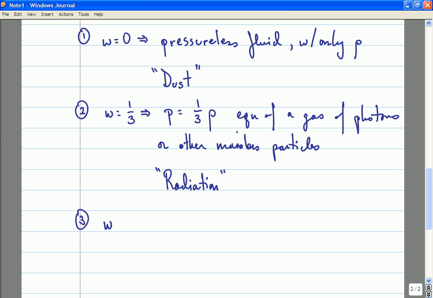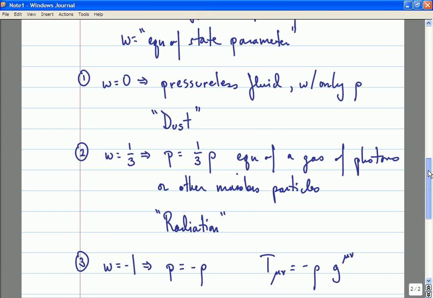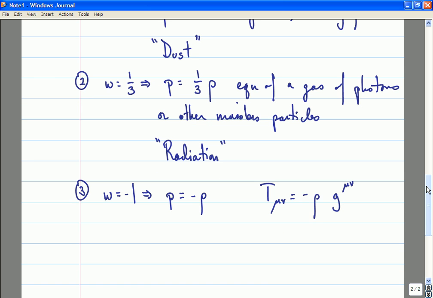In the language that we had above, this would have w equals minus 1, so that P is equal to minus rho, and the stress tensor will be minus rho times g mu nu. Did I get a minus sign wrong somewhere in my notes? I think I must have. Anyway, the stress tensor is proportional to g mu nu.